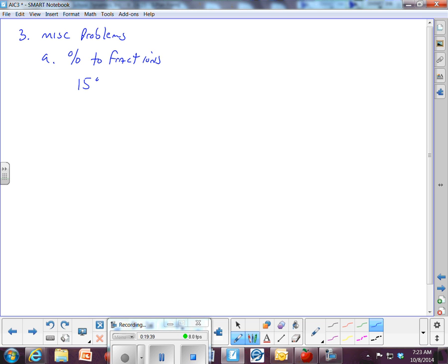Let's suppose you had 15%. All you have to do is just remember what percent is. Percent means per every 100. Once you change it to a fraction, you no longer have the percent symbol. And look, like always at this point, you want to look to reduce. You always reduce if possible.